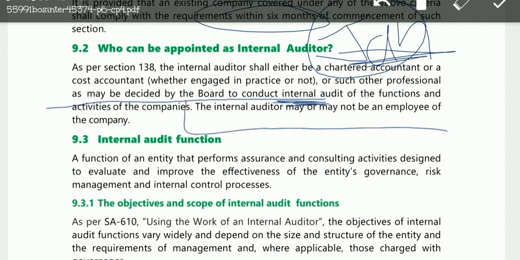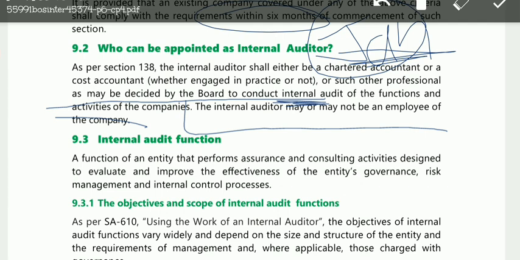Now this is again important. An employee can also be an internal auditor. So this line simply means that the internal auditor may also be an employee of the company. And in a company audit, what was there? The officer or employee is disqualified for being an auditor. So this is also one of the most important lines: your internal auditor may or may not be the employee of a company.